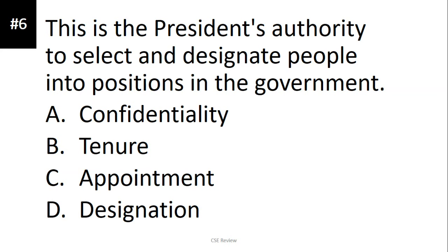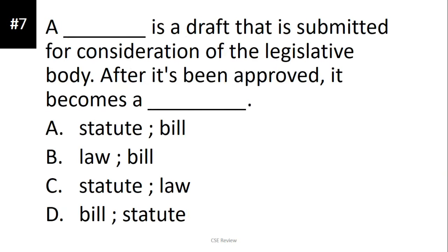Number 6, okay, this is the president's authority to select and designate people in the positions of the government. The answer is appointment. So, the president can appoint certain people sa iba-ibang positions sa government. Okay? A blank is a draft that is submitted for consideration of the legislative body; after it's been approved, it becomes a blank. The answer here is letter D. Kasi, it starts as a bill pag parang basically suggestion pa lang, and then it becomes a statute if it is approved by the legislative body.